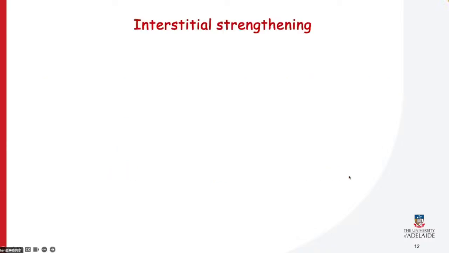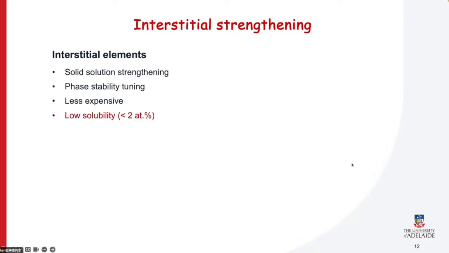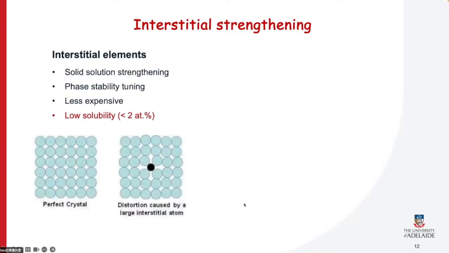Let's talk more about this interstitial solid solution strengthening. Adding interstitial elements to high-entropy alloys was based on a few considerations. The first one, obviously, is solid solution strengthening. We know that the addition of interstitial elements enhances solid solution strengthening, causing lattice distortion, right? Because it changes the configuration of this lattice structure.